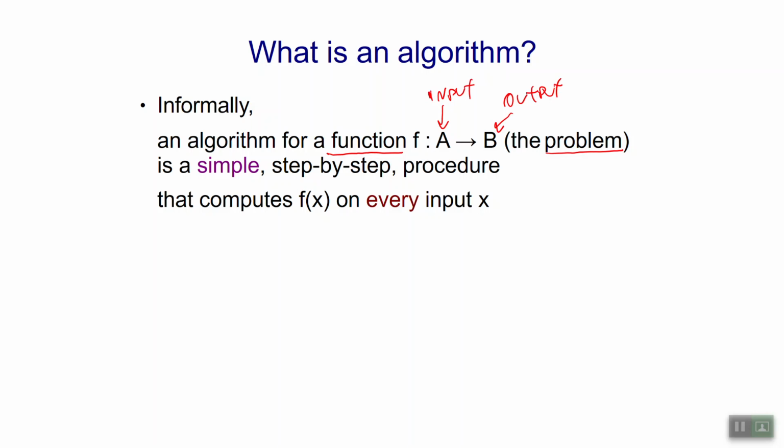Now, this function can be computed or this problem can be solved using an algorithm. Now, the algorithm is a simple step-by-step procedure that can compute a function f or solve the problem f on every input x. And the keyword here is simple. We need to ask ourselves what kind of instructions, steps do we allow from the algorithm? Of course, I could have a single instruction, a single step which just says compute f, but that's not very useful and does not correspond to the way in which our computers operate.